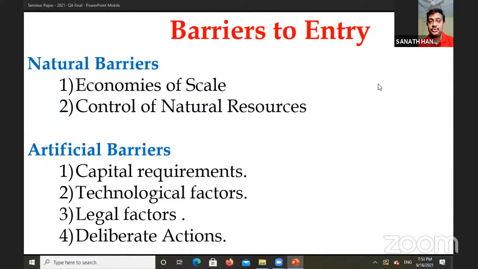Due to barriers to entry. Barriers to entry means the factors that prevent new firms entering into a market.